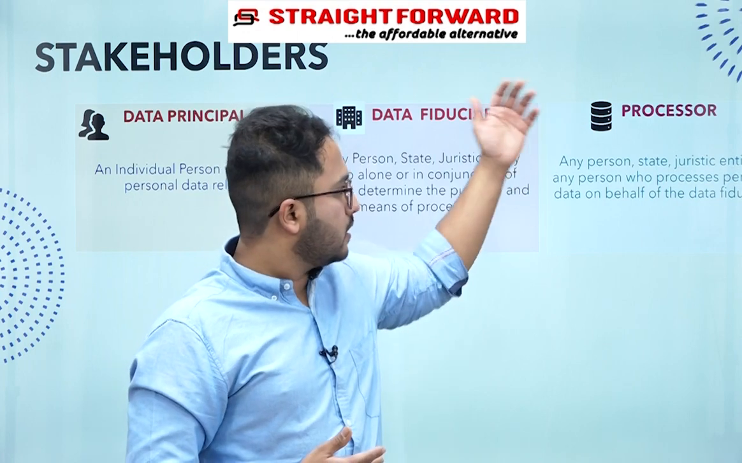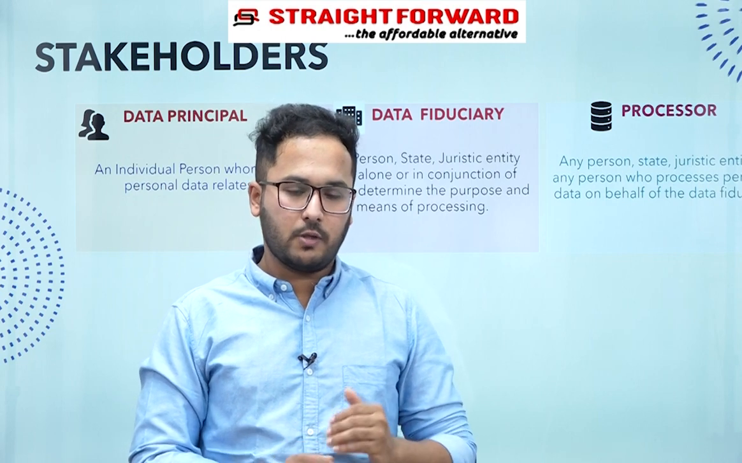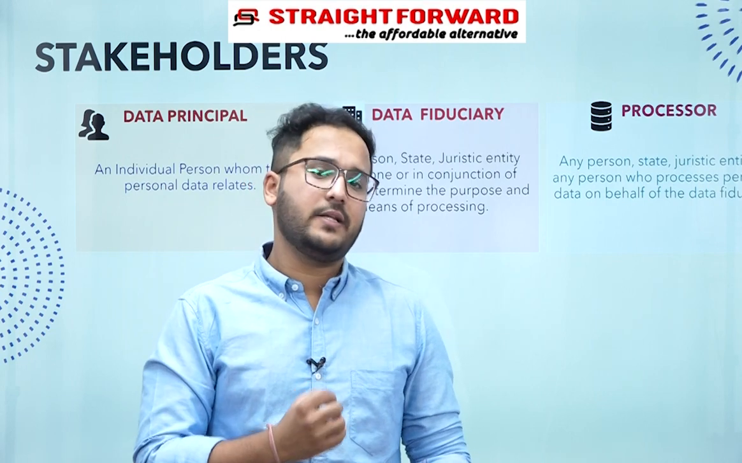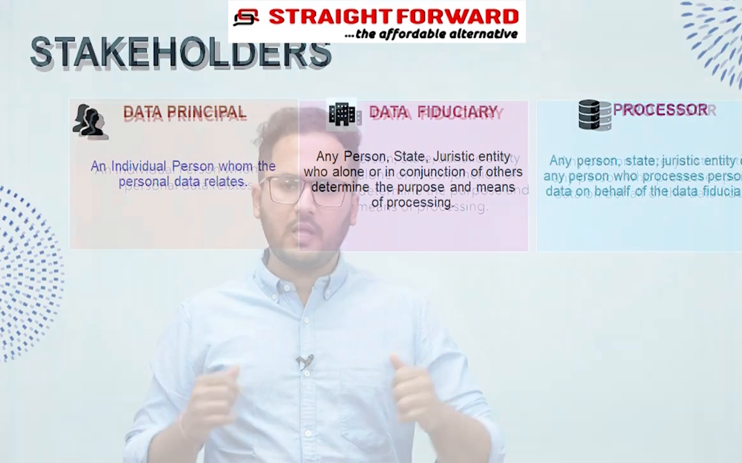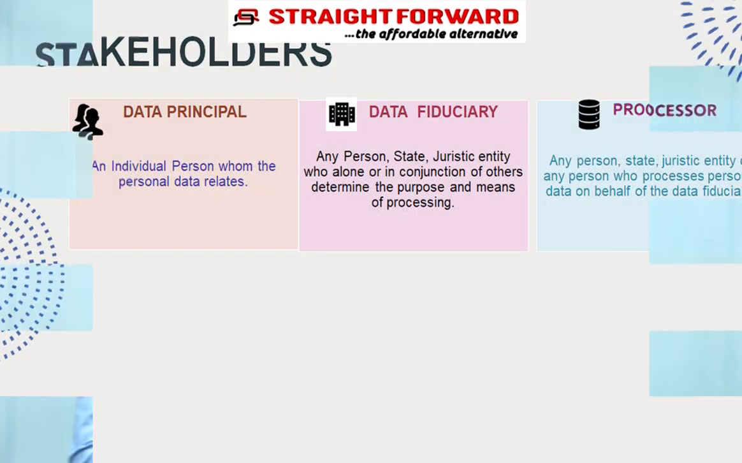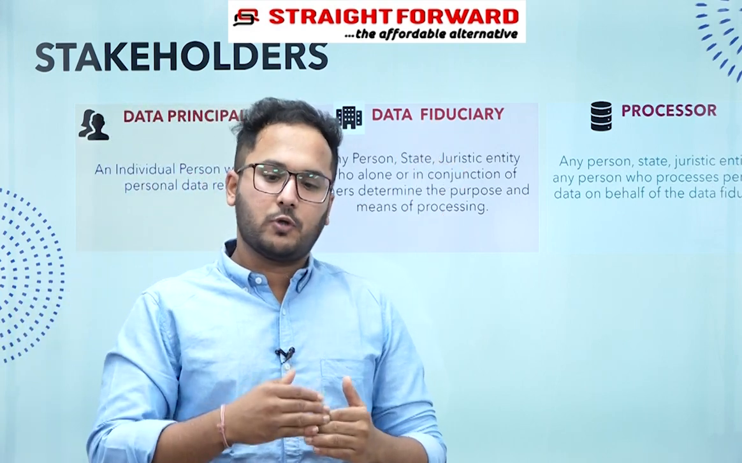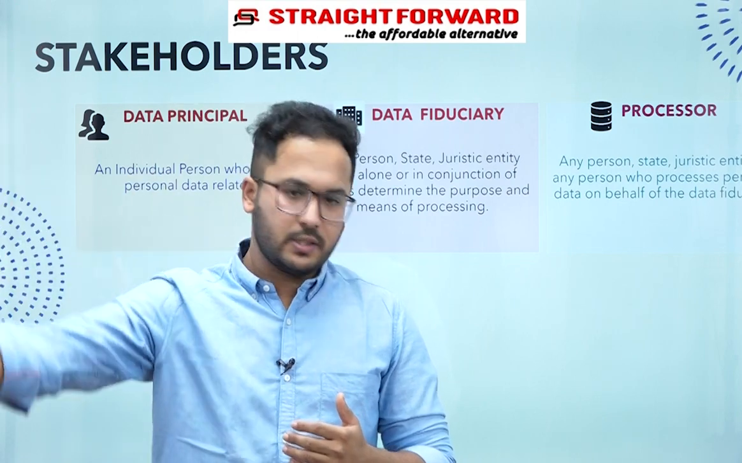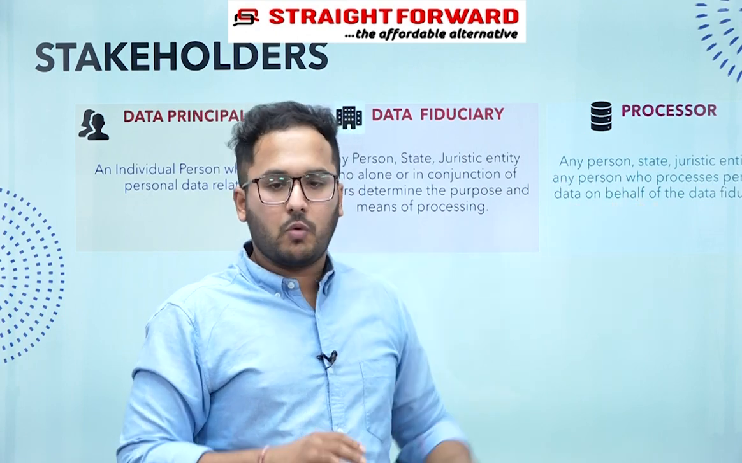And then the third one is the processor. The processor is someone who is responsible for carrying out the processing of the data on the guided instruction of the data fiduciary. If I may explain this with a simple example, I give my personal information to Facebook. So Facebook in this situation becomes the data fiduciary, and further, when Facebook stores all the data about us on its server, or for example on Amazon servers, they become the processor. So all of this differentiation or classification is important to understand so that we are able to determine the liability in case of a data breach.